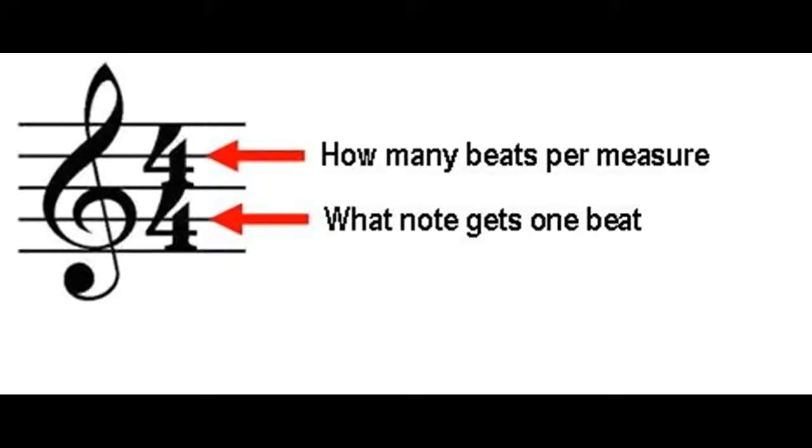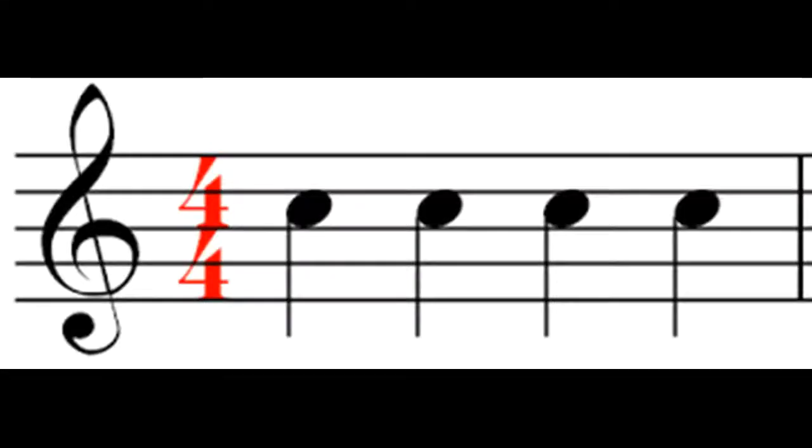Time signatures explain how many beats are in a measure. In Western music it is represented by a fraction. The top number explains how many beats there are in a measure, while the bottom number explains which note gets the beat. The most common time signature is 4-4. In 4-4, there are 4 beats in a measure, as explained by the top 4, and the quarter note gets the beat, as explained by the bottom 4.